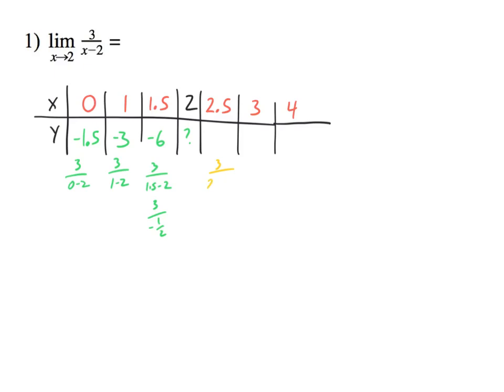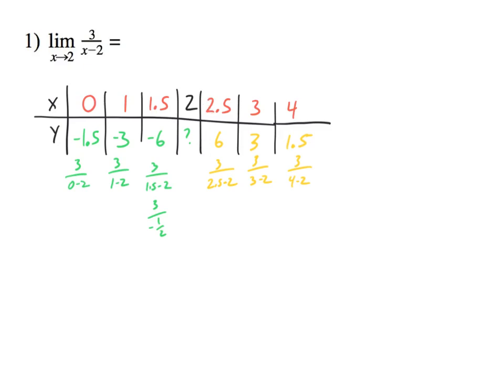3 over 2.5 minus 2, that would be a positive 6. 3 over 3 minus 2, which would be a 3. And 3 over 4 minus 2 is a 1.5. All right, now you look at that and go, what does that look like? I don't know. I don't have a clue what's happening. Well, if I chose smaller numbers in here, you're going to notice it's going to go to infinity or negative infinity. And this is going to go to infinity, negative infinity.